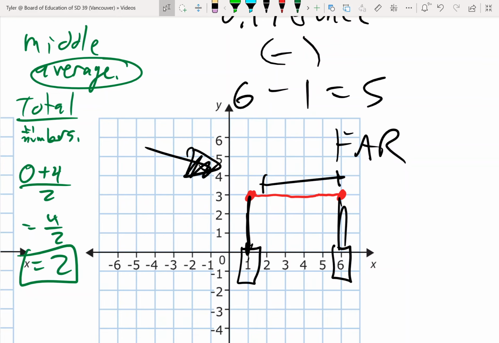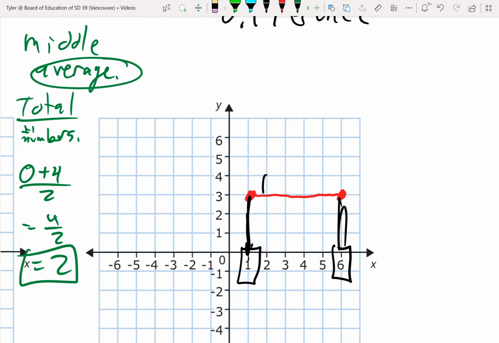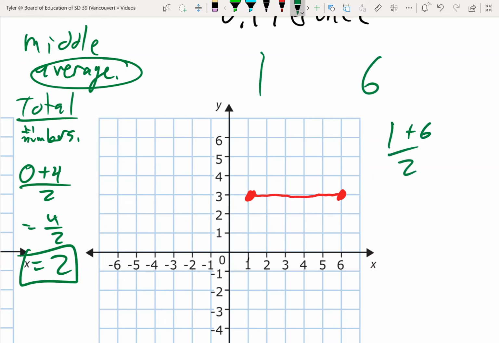Let's look over here. It's going to be a little different. Okay, my numbers were 1 and 6. So again, I'm going to do 1 plus 6 divided by 2. That gives me 3.5. It's 7 divided by 2. And if you look on your graph, it makes sense. The middle would be right there, which is 3.5.